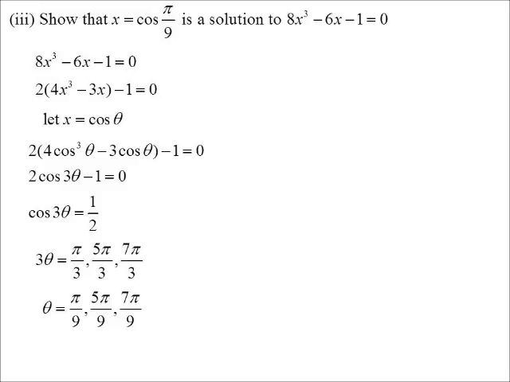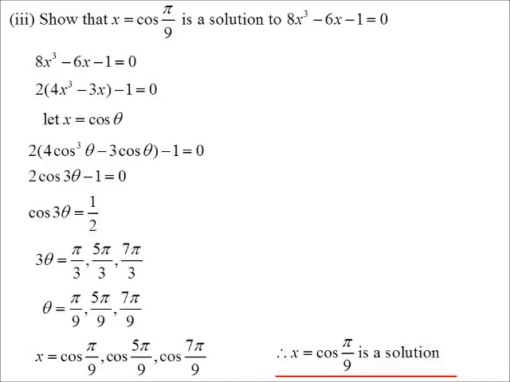Well, not quite. That's what theta is. Theta was something I introduced to solve the problem. Remember, the actual answer is x. So the solution is cos pi on 9, cos 5 pi on 9, cos 7 pi on 9. So actually, I've given them all 3 solutions to this problem, but I've certainly shown that cos pi on 9 is one of those solutions.